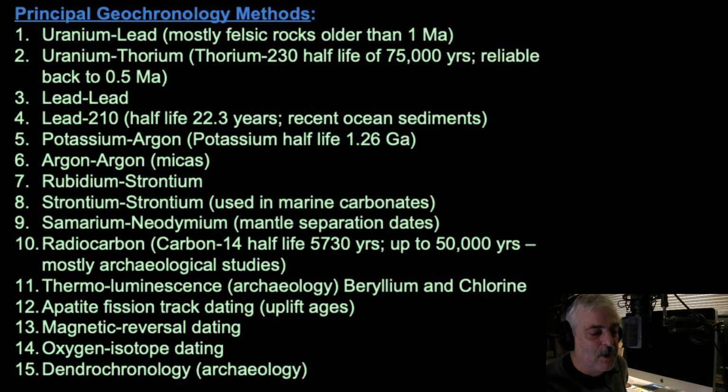And then potassium-argon is another system that people have used. They use that because potassium has a half-life of 1.26 billion years. Argon, they use that on muscovite predominantly. In muscovite, you can actually tell the age of fault movements with the micas. So they use argon-argon for that, an argon-argon system. Rubidium-strontium is an old version that was used. Strontium is used in marine carbonates. Samarium-neodymium, like we just talked about, gives you mantle separation ages. Carbon-14 you're familiar with.